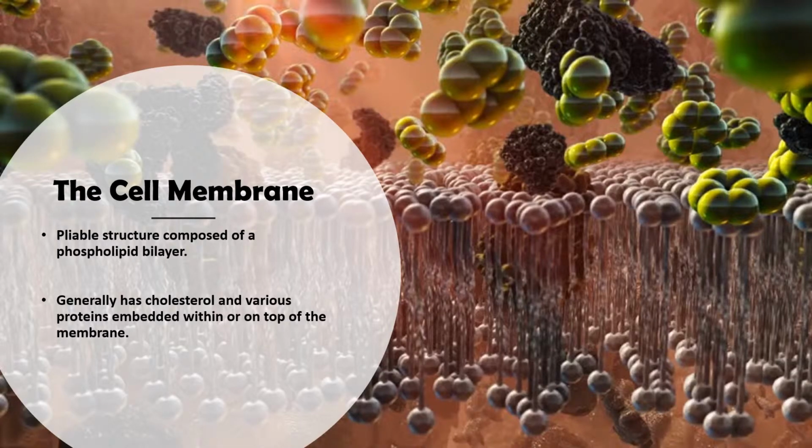So the plasma or cell membrane is again just a pliable structure that's composed of a phospholipid bilayer. It also generally has cholesterol and various other proteins that are embedded within it or even on top of the membrane. And all of this is going to contribute to the fluidity of the membrane and physiological aspects of it, such as what can move through it.